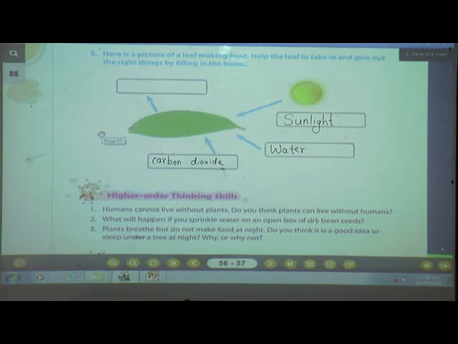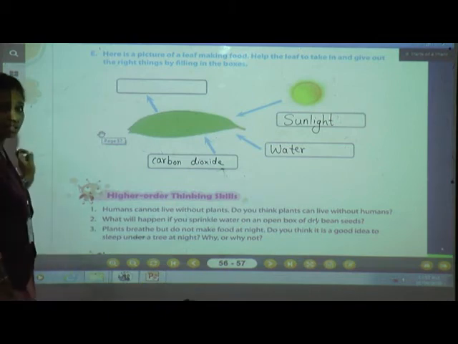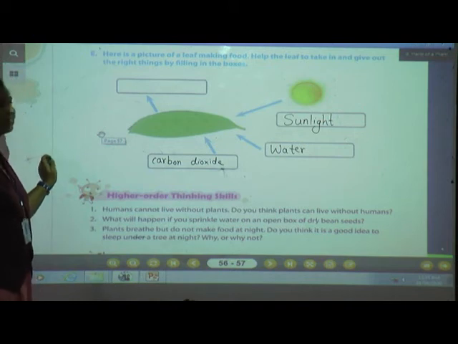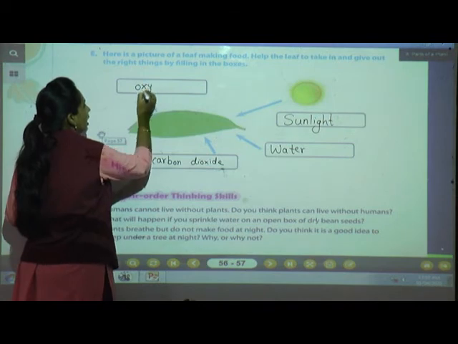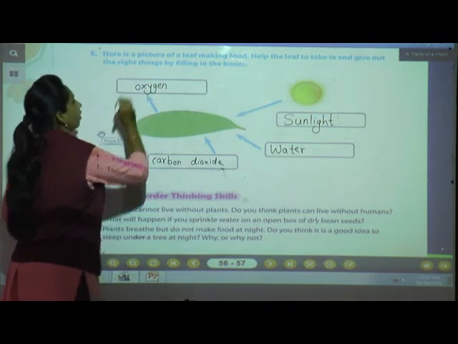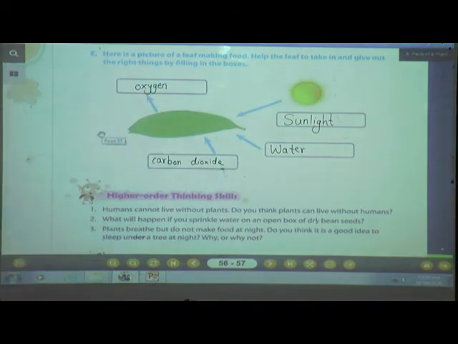And what does the leaf give out, students? Tell me. What do we get from leaves? How are we breathing? What are we breathing? We are breathing oxygen. And from where do we get it? From the leaves only. So leaves give out the oxygen. Understood? Clear till here? Is that clear, students?